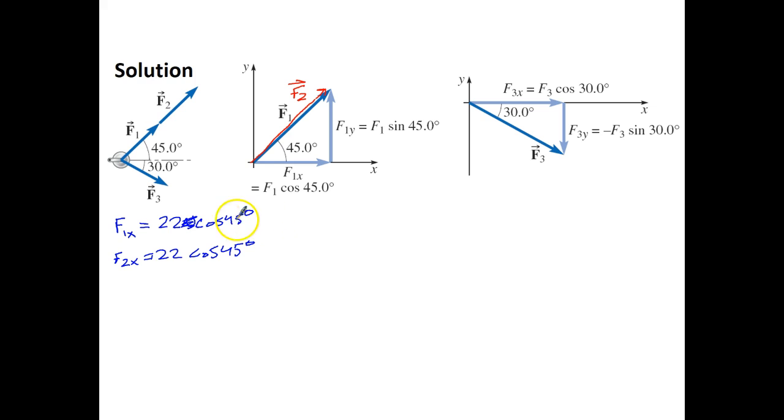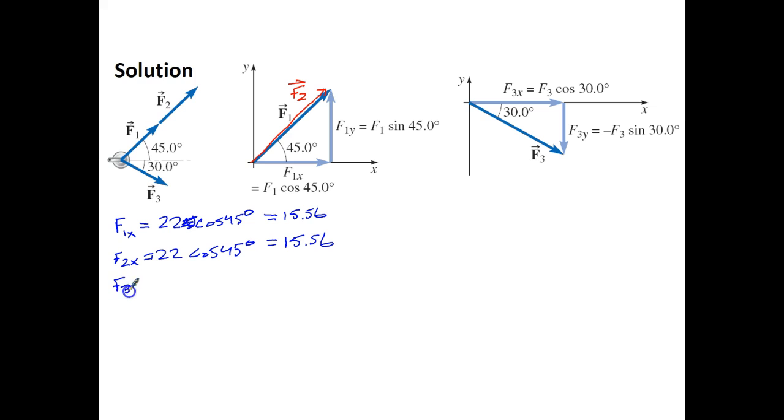So let's go ahead and figure out what 22 times the cosine of 45 is. If I do 22 times the cosine of 45 in my calculator, I get about 15.56. So this one is equal to 15.56, and then this one's also equal to 15.56.